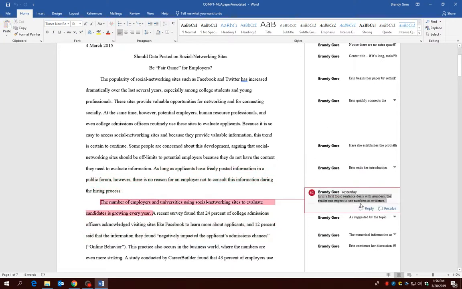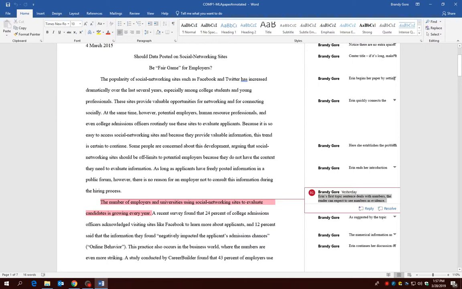Okay, I want you to pay attention in this whole paper to the topic sentences. A topic sentence should be in the student's words, and it should give the reader an indication of what the paragraph is going to be about. So here we have: the number of employers and universities using social networking sites to evaluate candidates is growing every year. That tells the reader right there that this paragraph is going to concern both employers and universities, and it's going to concern numbers. And so I should expect as the reader to find many numbers in this paragraph.